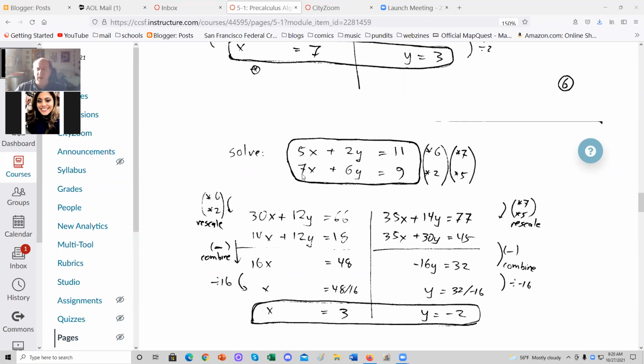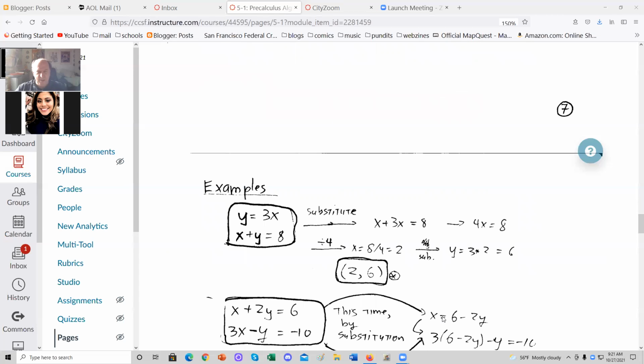Here, we have a 5 and a 7 for x, so rescale by a 7 and a 5 to line them up. This equation, rescaled by 7, is 35x plus 14y equals 77. This equation, rescaled by 5, is 35x plus 30y equals 45. Subtracting, the 35x's cancel. 14y minus 30y is minus 16y. 77 minus 45 is 32. Minus 16y equals 32. Then divide both sides by negative 16. So y equals 32 over negative 16. So y is negative 2. And the solution is 3 by negative 2.